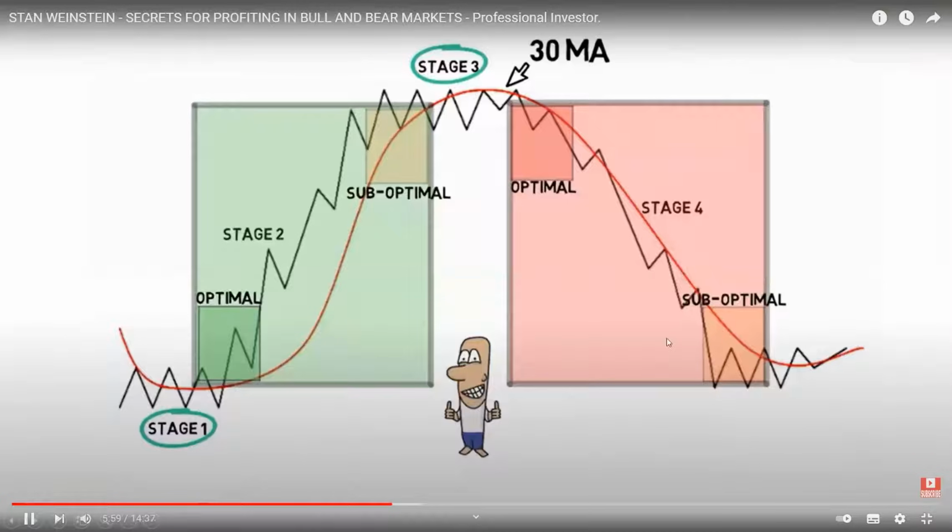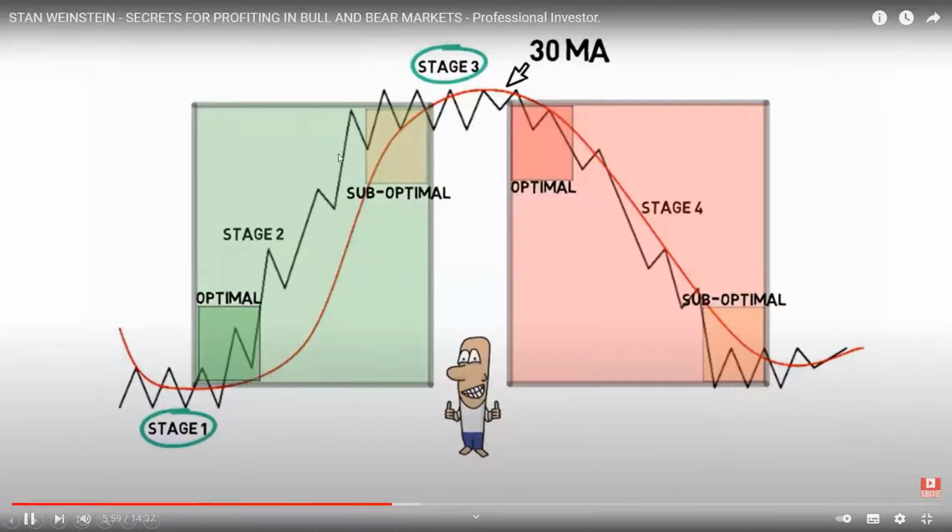Apart from this, he discussed an indicator known as the RS indicator. But first, let us see this. There are 4 stages in this. There is a 30 moving average, as was discussed in the previous slide, and this is the price. Once price breaks out, it goes into stage 2. This stage 2 is also known as the markup phase. This is the accumulation phase, and this is the markup phase, stage 2.